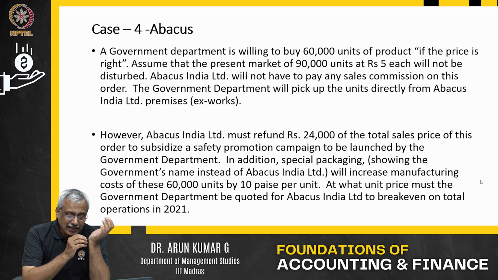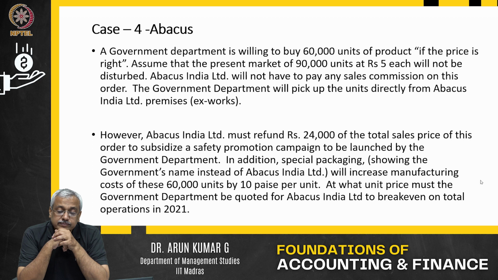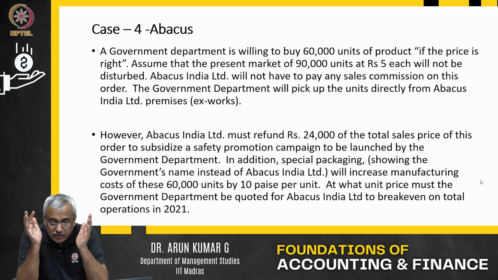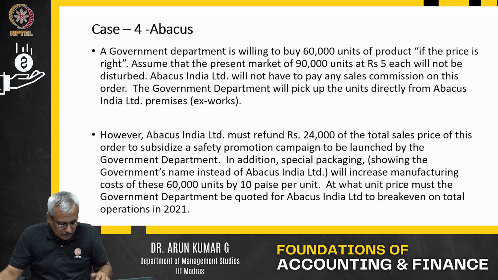However, Abacus must refund 24,000 of the total sales price of this order to subsidize a safety promotion campaign launched by the department. In addition, special packaging showing the government's name instead of Abacus will increase the manufacturing cost by 10 paisa per unit of the 60,000 units. At what unit price must the government department be quoted for Abacus Limited to break even on total operations of 2021?